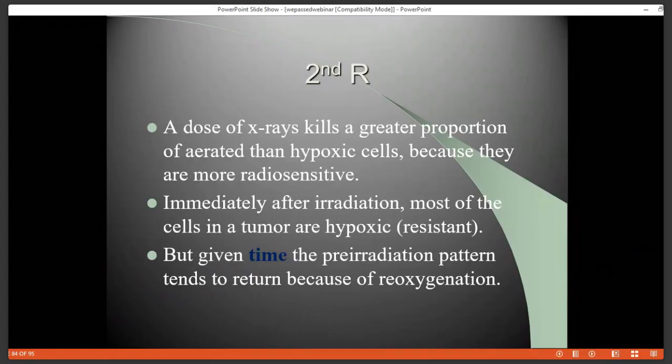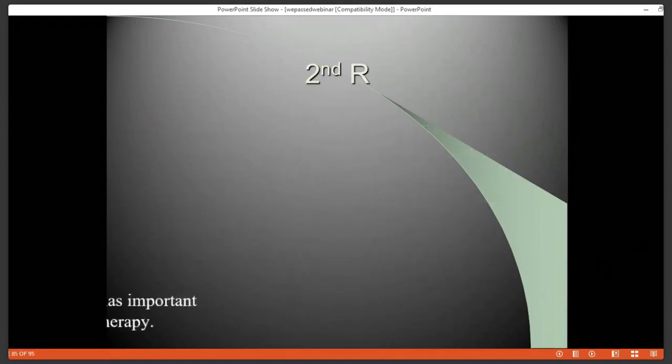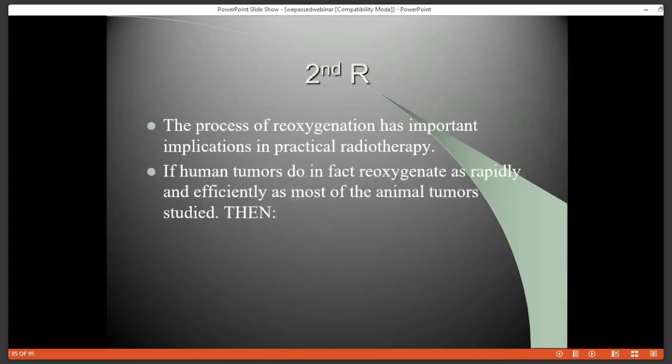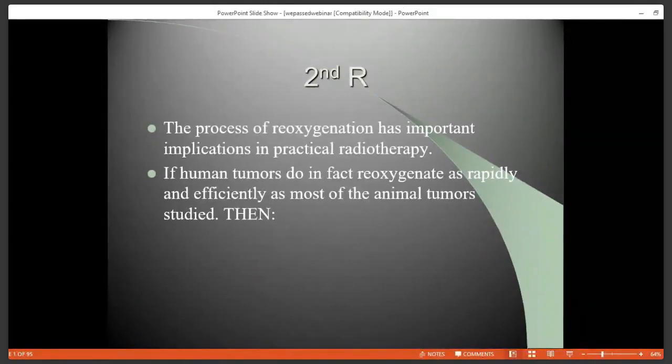But given time, again, that 24 hours or at a minimum 6 hours, the pre-radiation pattern tends to return because of reoxygenation. The process of reoxygenation is hugely important and has really important implications in practical radiotherapy and our ability to cure tumors. So if human tumors do in fact reoxygenate as rapidly and efficiently as most of the animal tumors studied, then we can make some conclusions here with this.